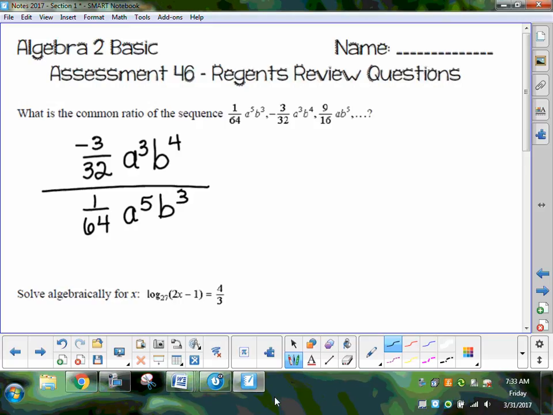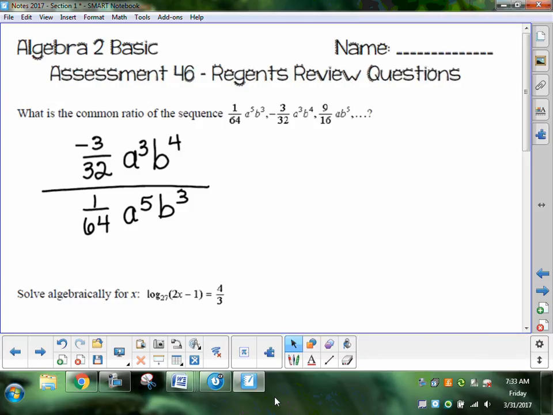Okay. Now, just so you know, on the Regents exam, if it's asking you to find the common ratio, do you need to prove that it's geometric? You do not need to prove that. Why? Because it tells you, it's implied by the question itself.